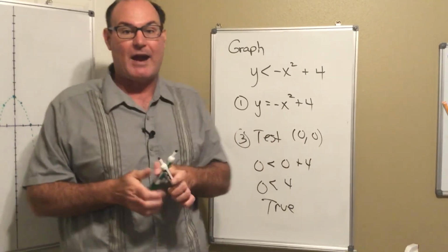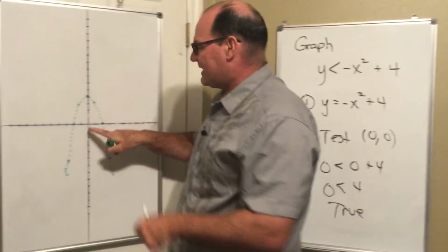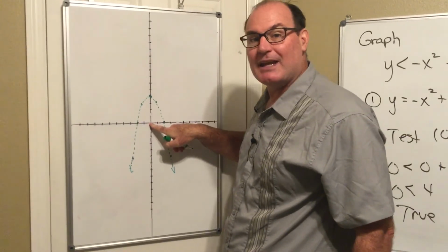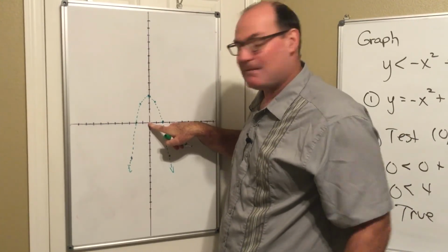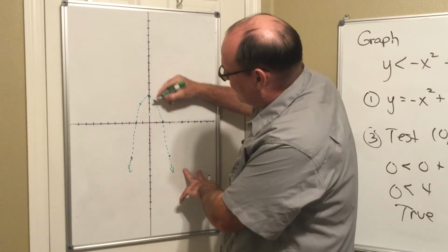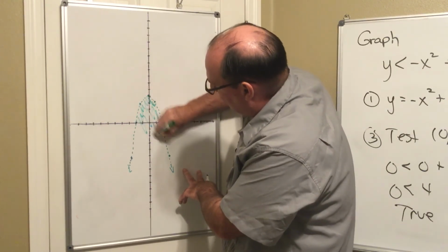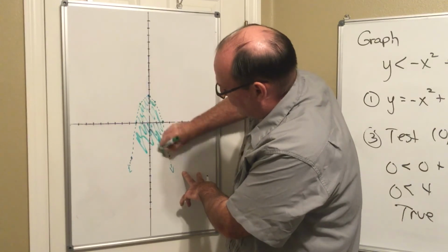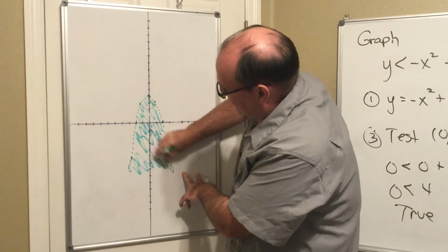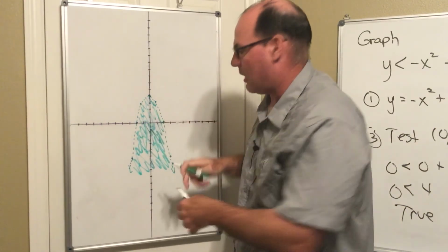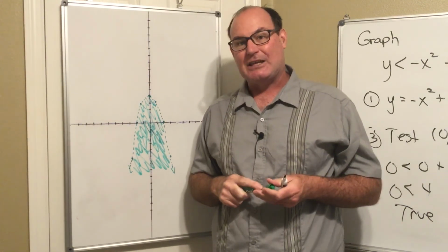So I'm going to go back to my graph one more time. And so I tested 0, 0, which is right here. I got a true statement. So what that means is the solutions are all the points that are inside the parabola. So I'm just going to shade like I'm in kindergarten again, and there you go. And that is graphing a nonlinear inequality.